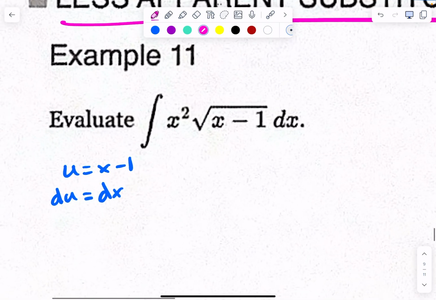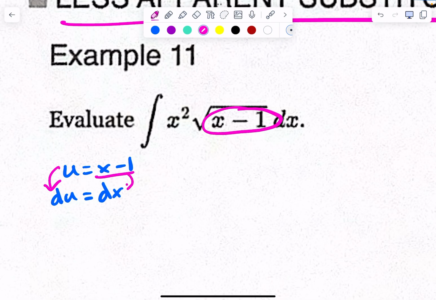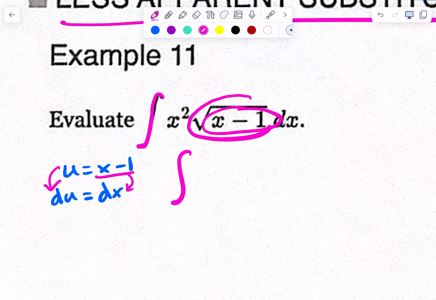11, we said u was this chunk right here, x minus 1. Then the derivative of u is du, the derivative of x minus 1 is 1 dx, okay? I leave the 1 off. All right, now we start to substitute. I've got my integral symbol. Integral. This chunk right here is the square root now of u.